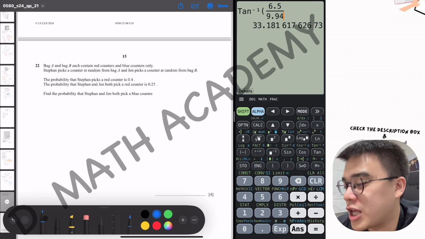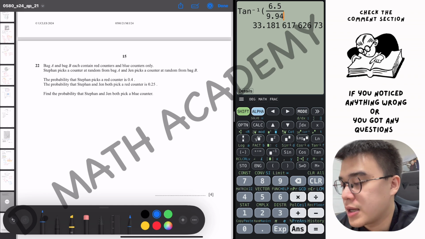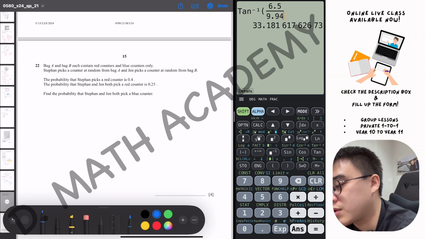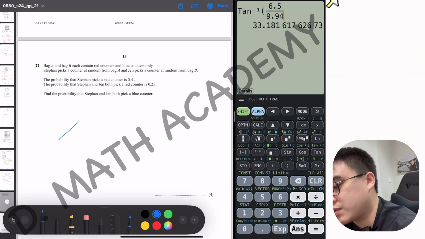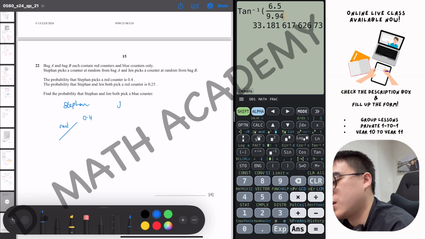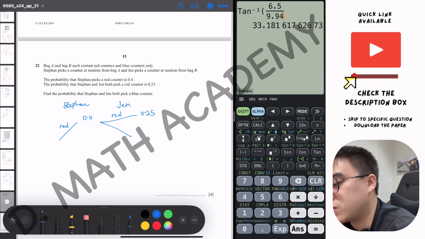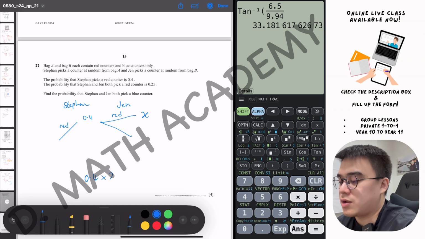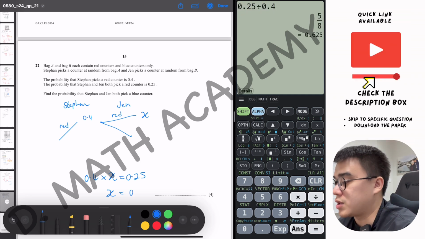Okay, bag A and bag B each contain red and blue counters only. So pick one and then pick one from B. Okay, understand? So Stephen picks a red counter with probability 0.4. And then we have Jane. From here, we have again red. If they both pick red, it was 0.25. So 0.4 times x equals 0.25. I'm able to find x by dividing by 0.4, making this 0.625.